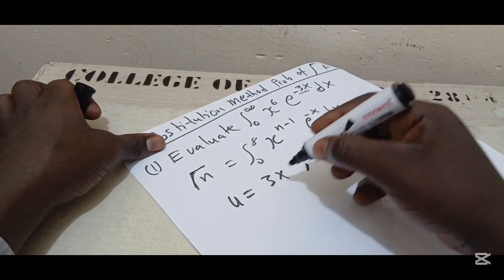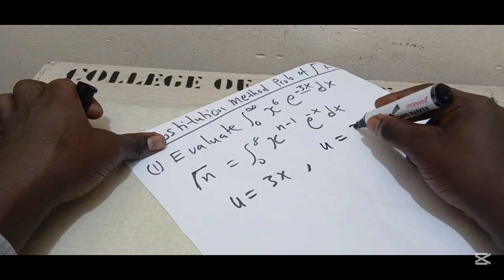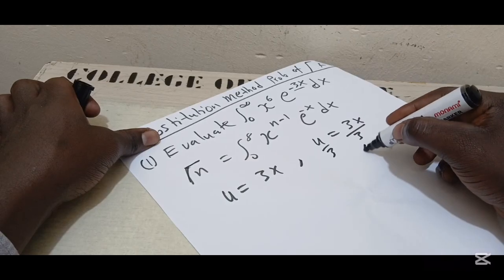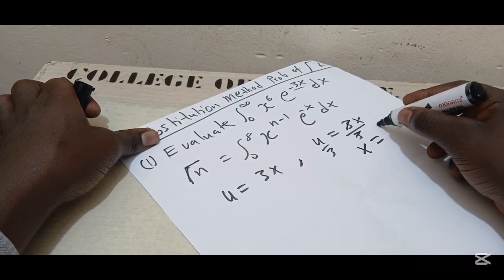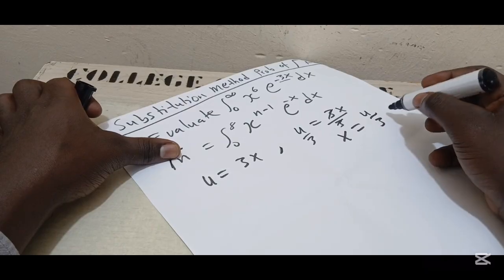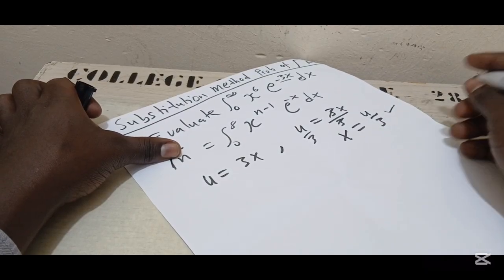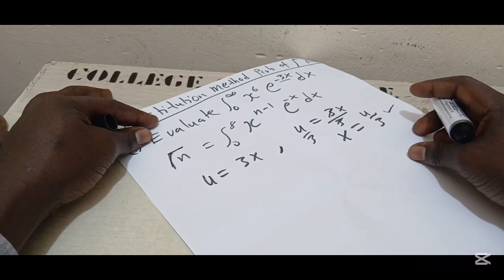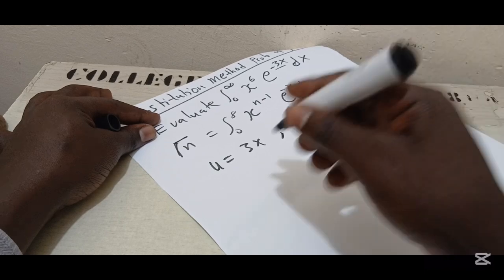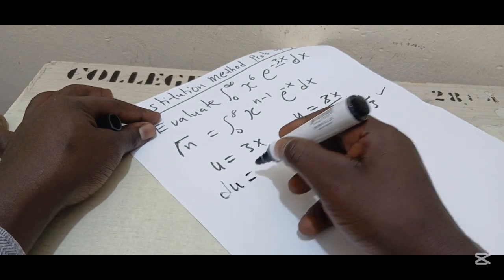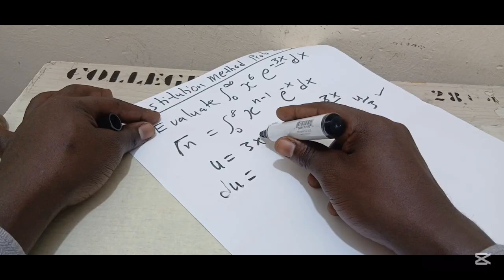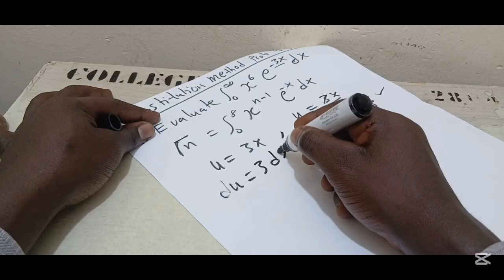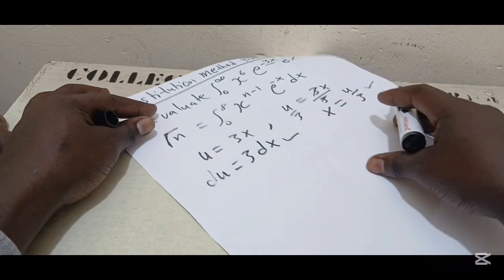So u equal 3x. If we want x, just divide both sides by 3. So our x here is going to be u on 3. So we need this value. And we also need the differential of u, which gives us du equal 3 dx. So we need this.